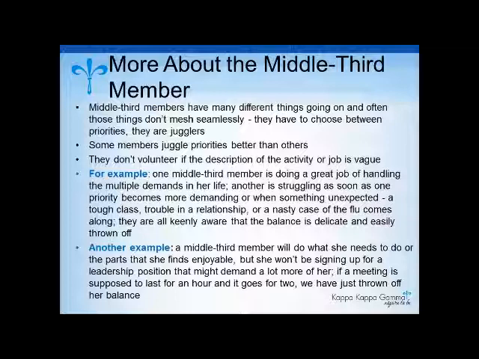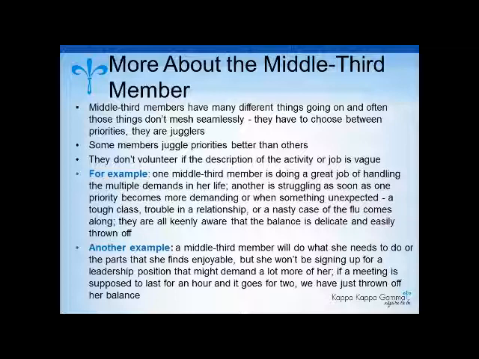For example, one middle third member is doing a great job of handling the multiple demands in her life, and another is struggling as soon as one priority becomes more demanding, or when something unexpected happens: a tough class, trouble in a relationship, she gets the flu, her car breaks down. Then she's going to struggle and sort of fall off balance. And they are keenly aware of that balance in their lives and how everything has to be in its place to just keep going.